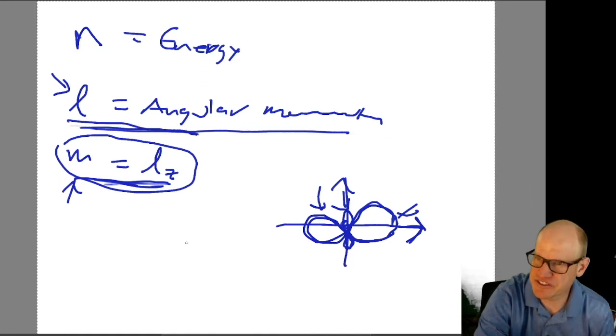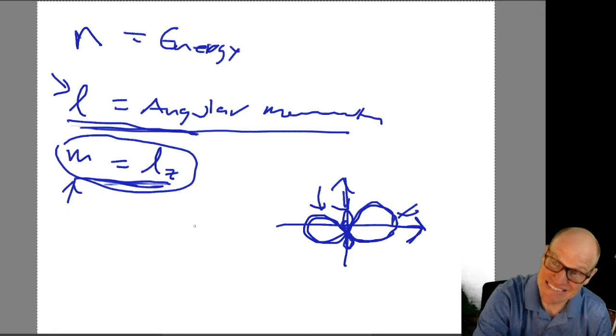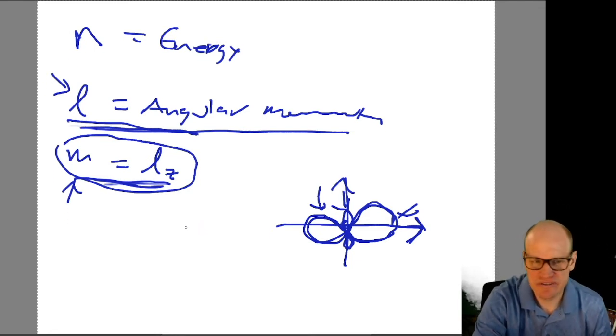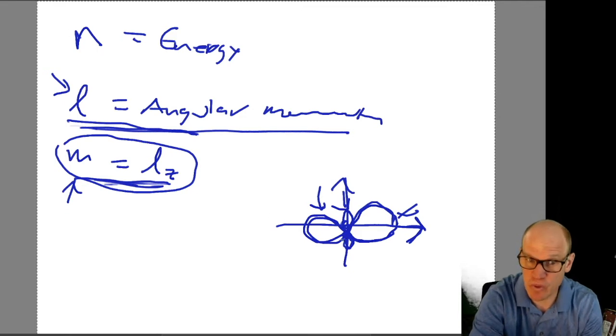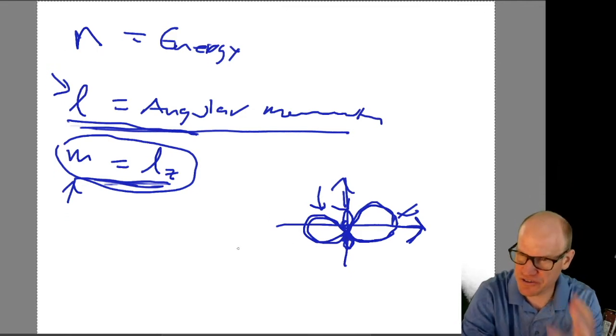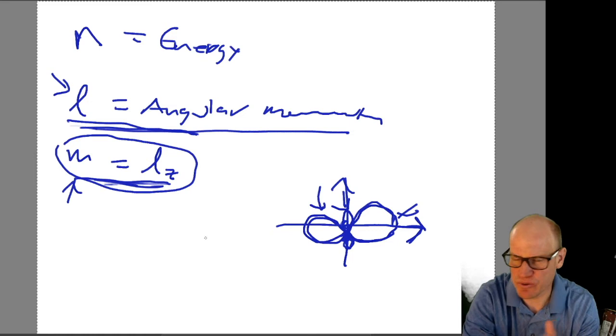You can either put it all in the z direction, or all in the minus z direction, or anywhere in between, as long as it produces an integer number of nodes in the wave that's propagating around, because all these electrons satisfy the wave equation.